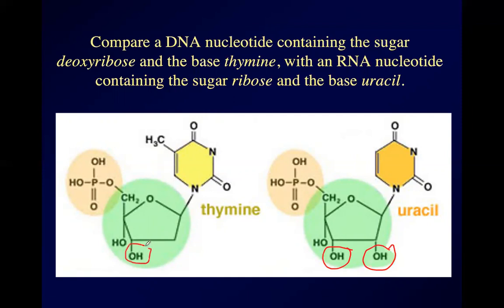Deoxyribose has an oxygen there, but no oxygen there. That's why it's deoxyribose. And then the RNA nucleotide uses A, G, and C, just like DNA does. But instead of thymine, it uses uracil, which you can see is missing a little group of carbon atoms right there. So RNA just puts a uracil wherever DNA would have a thymine.